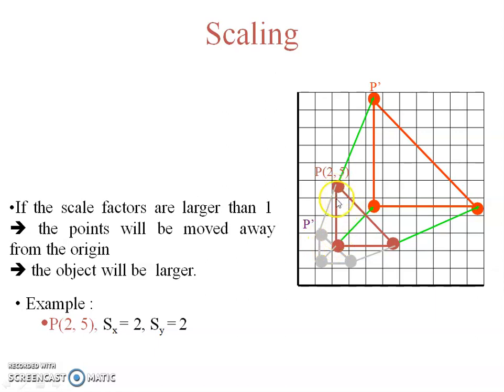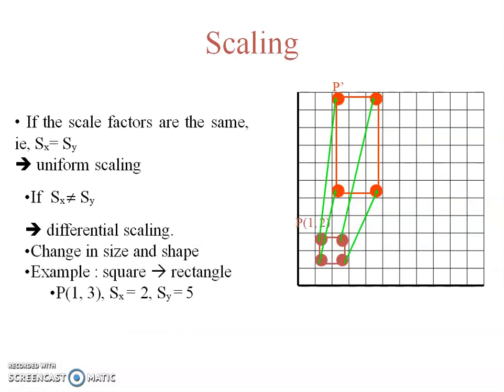Here the original point is P of 2, 5. Then we have used scaling factors Sx = 2 and Sy = 2. Then it is moved away from the origin, and the point will be Sx into 2 and 5 into 2, that is 4, 10. It is moved to the point 4, 10, and that one is the enlarged one.